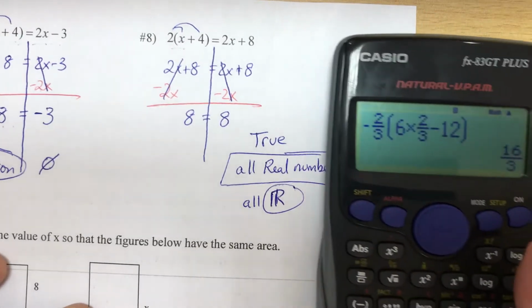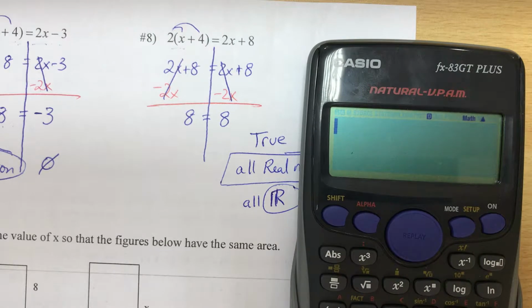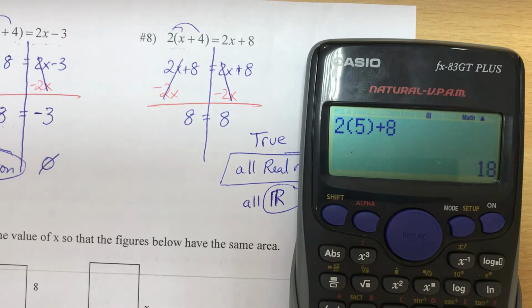Now, let me just show you this. Let's say that x was 5. Okay, so the left side, 2 times, I'm going to say 5 plus 4, okay, 18. The right side is 2 times 5 plus 8. It's the same thing.